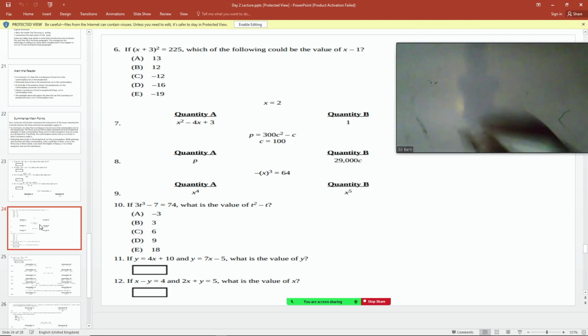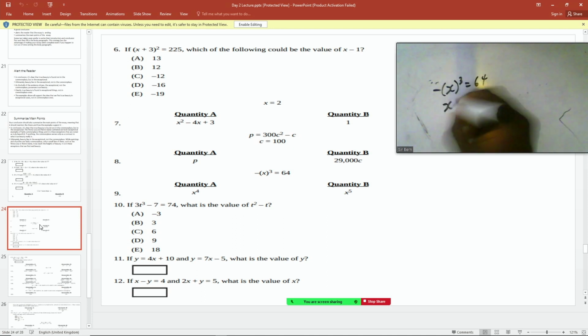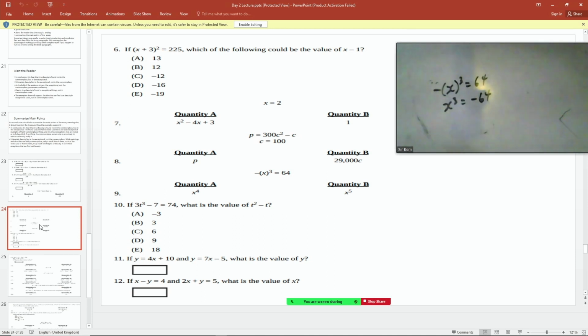Question 9, minus S cubed is equal to 64. So we can send the minus to the other side. So S cubed is equal to minus 64. So you are literally looking for a number which multiplies itself 3 times to give us minus 64. So S is equal to minus 4. Because minus 4 is a negative number, to the power of an even number will give us a positive number, to the power of an odd number will give us a negative number. So quantity A will be greater. The positive side will be greater.